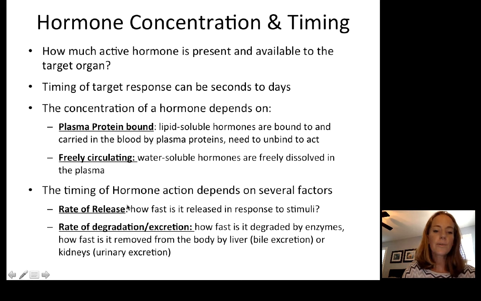We can also affect the timing of a hormone by how fast it is released to the stimuli and by how fast it is degraded by enzymes on the back end. So as the hormones travel through the bloodstream, they will reach the liver or the kidneys, which can break them down and reduce the overall concentration of the hormones in the blood.